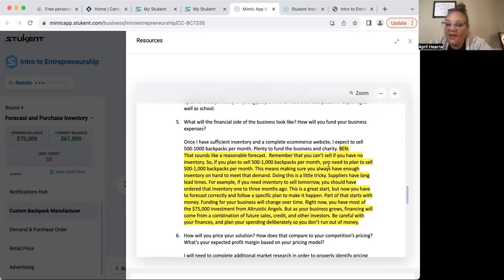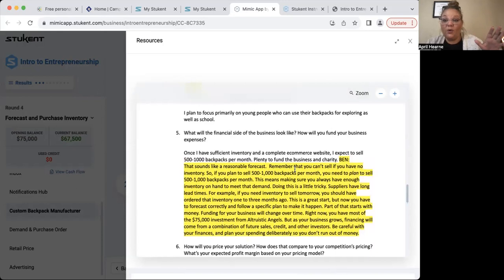Remember that you can't sell if you have no inventory. So if you plan to sell 500 to 1,000 backpacks a month, you need to plan for inventory to cover that. What that means is understanding, on the previous screen where I showed you how long it takes the shipments to arrive and the minimum order quantities, that comes into play. Because if it takes 11 weeks for your shipment to get in and your minimum order quantity is 400, that doesn't even get us to the end of the month at these numbers. So you'd have to order a much larger amount.